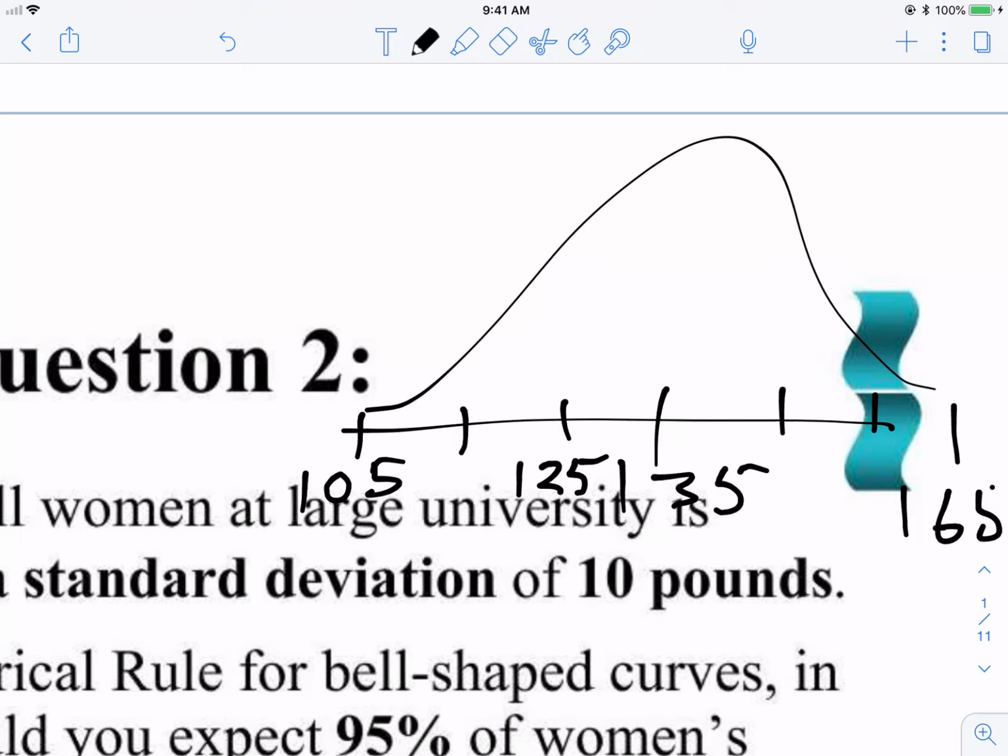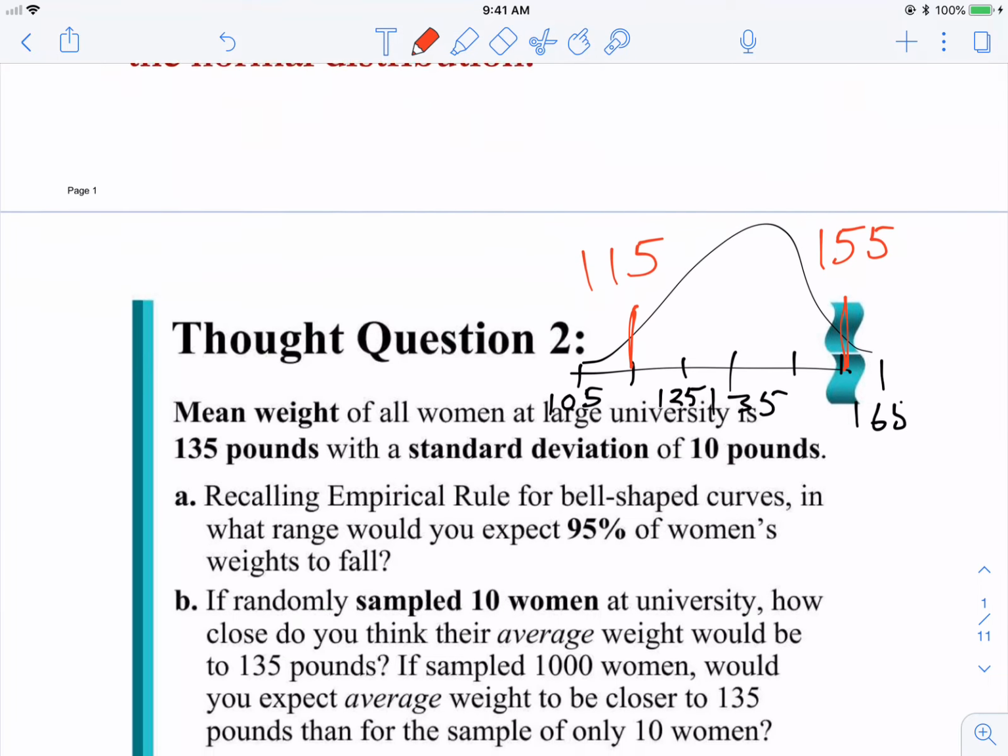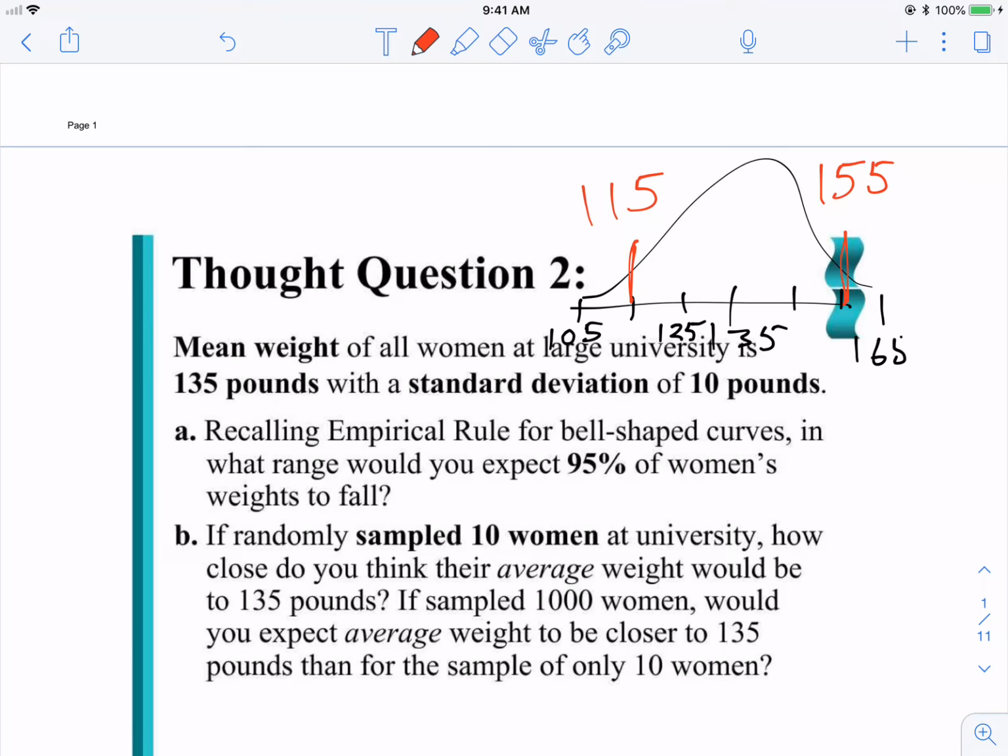So we are interested in 95%, which would be, from our empirical rule, within 2 standard deviations. So that means that we are looking at 2 standard deviations to the left, which would be right there, and that's 115. And that's in between, from there to 2 standard deviations to the right of the mean, which would be 155. Okay? So our answer to our question, we would expect 95% of the women's weights to be between 115 and 155 pounds.